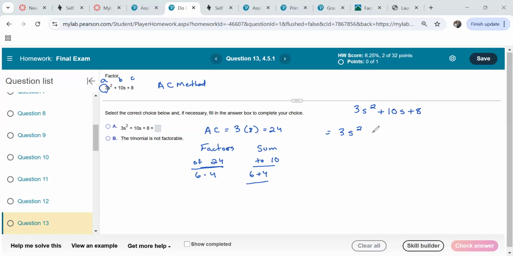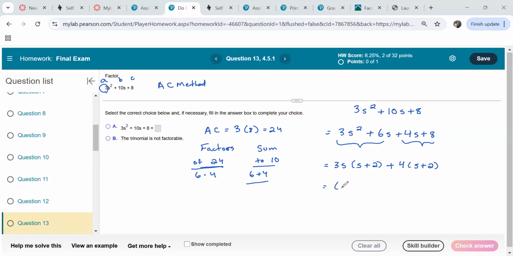So those two numbers that we got are going to help me split 10s into 6s plus 4s plus 8. So here we did factoring by grouping. So we just paired two pairs of terms together. So here, if I have 3s squared plus 6s, we can factor out a 3 and an s. So that just leaves behind an s and a 2. We have 4s and 8, so I can factor out just a 4, which leaves me with s plus 2.